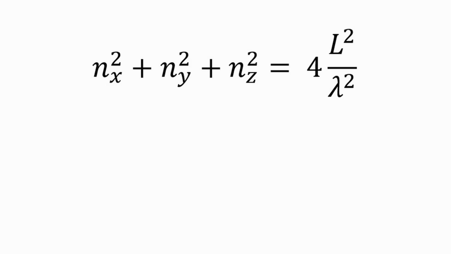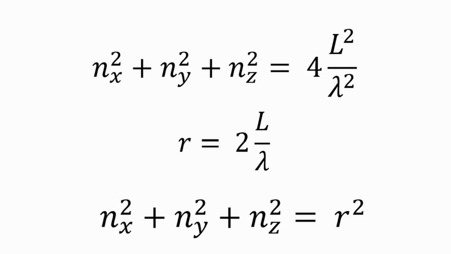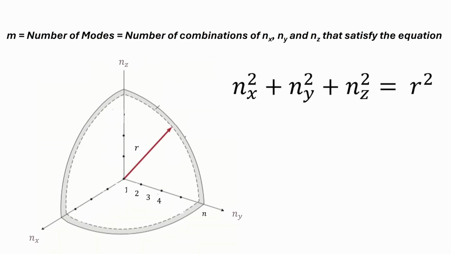Returning to the standing waves in a cube equation, we have: this equation can be seen as the equation for a sphere in n space where nx, ny, and nz are discrete positive coordinates, and the sphere radius is: the relationship between the many harmonics is then. Let's assume that for a value of r we have m possible modes. The combination of nx, ny, and nz for each mode lies on the surface of the sphere.